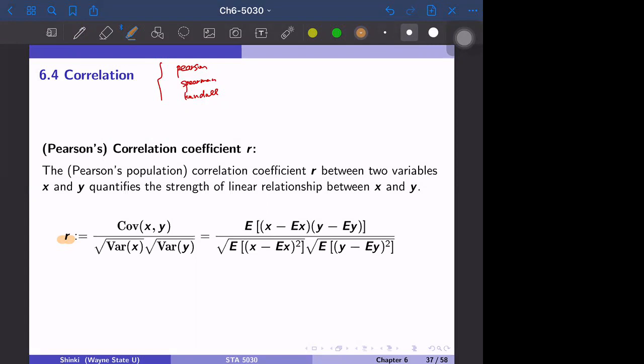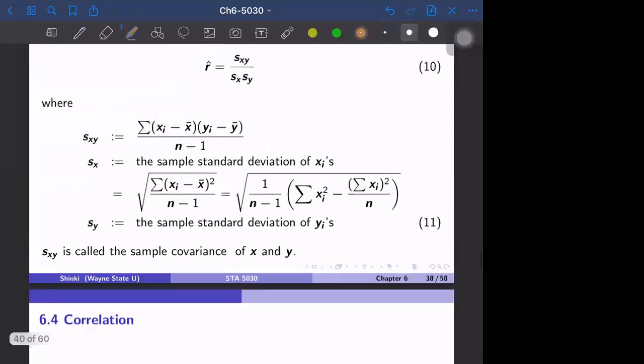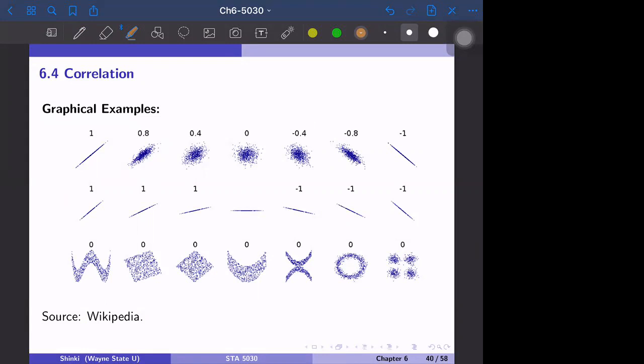Maybe it's good to see the examples first. Pearson's correlation coefficient is 1 if x and y have a perfect relationship. Here, the x-axis and y-axis are missing, but you can assume that every figure has x and y. If x and y have a perfect relationship, meaning all points are on the same line, then Pearson's correlation is 1. That is the same for this one, this one, this one, regardless of the slope. If the slope is negative, then Pearson's correlation is -1.